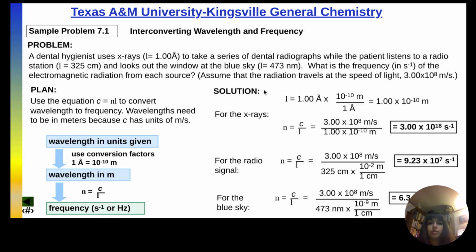Moving on, we're talking about interconverting wavelength and frequency. So, say that a dental hygienist uses X-rays of λ equals 1.00 Å to take a series of dental radiographs while the patient listens to the radio station, λ equals 325 centimeters, and looks out the window at a blue sky, λ equals 473 nanometers. What is the frequency in SI units of the electromagnetic radiation from each source? Assume that the radiation travels at the speed of light, 3.00 times 10 to the 8th m/s.